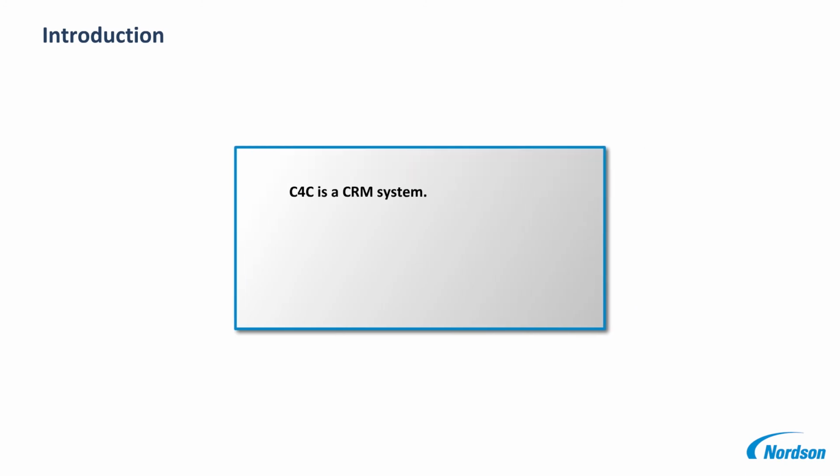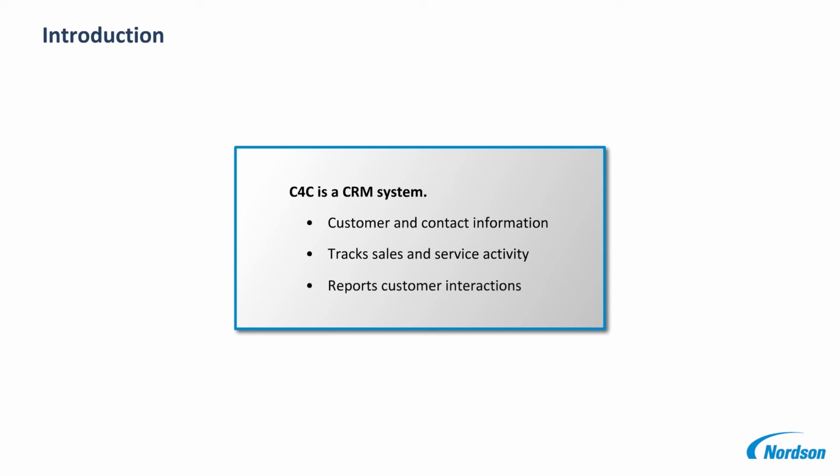C4C is a customer relationship management, or CRM, system that your business group uses. C4C provides you with important information about your customers and contacts. It can track your sales and service activity, and you can report and review your customer interactions, such as leads, opportunities, and service tickets.